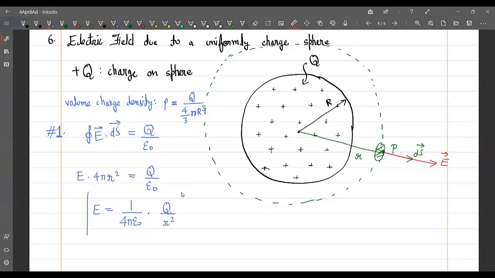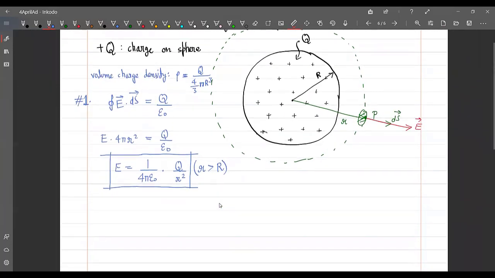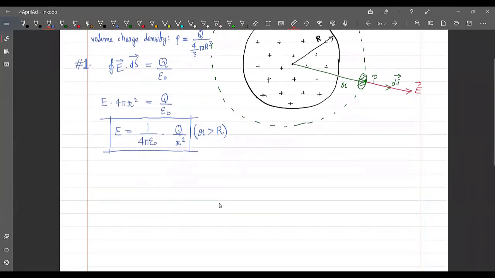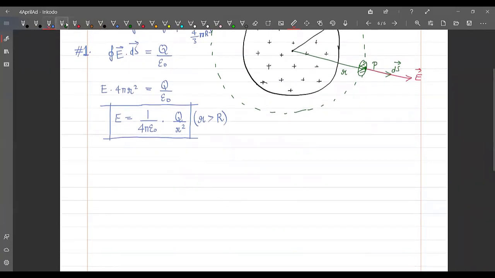This was very simple. Any questions on this? This is when point P is outside. I'll write the condition for it: r should be greater than R. The condition is attached to it. Now we'll go for the second case. This is a bit complicated.